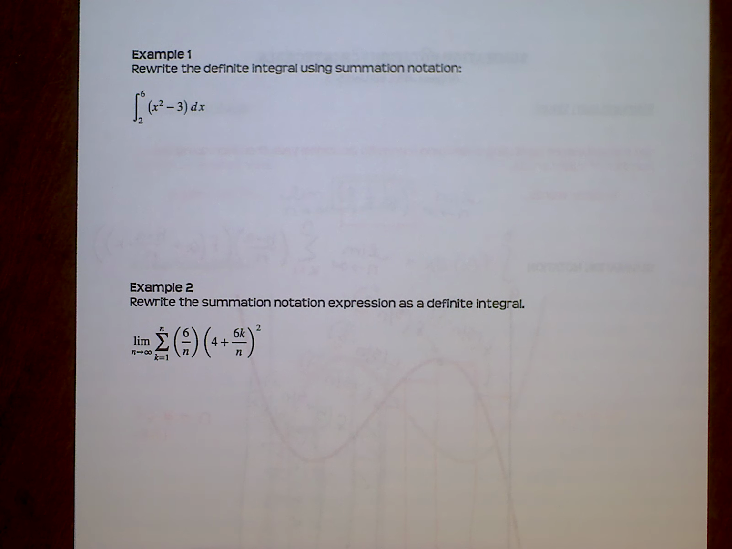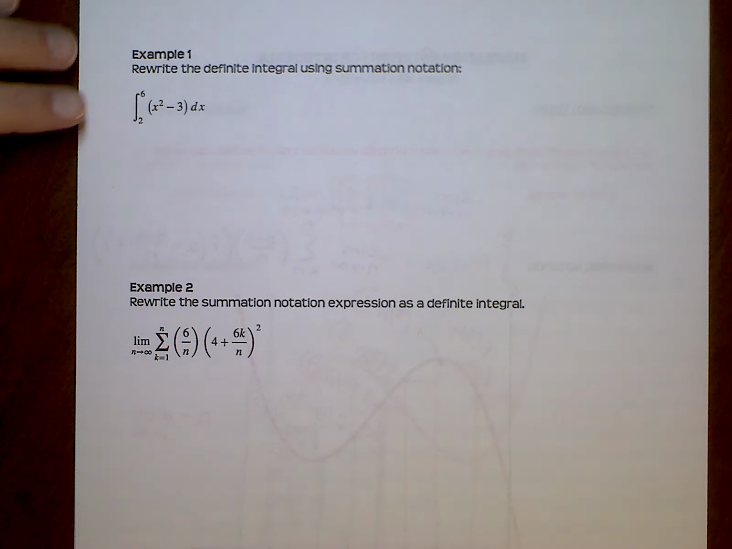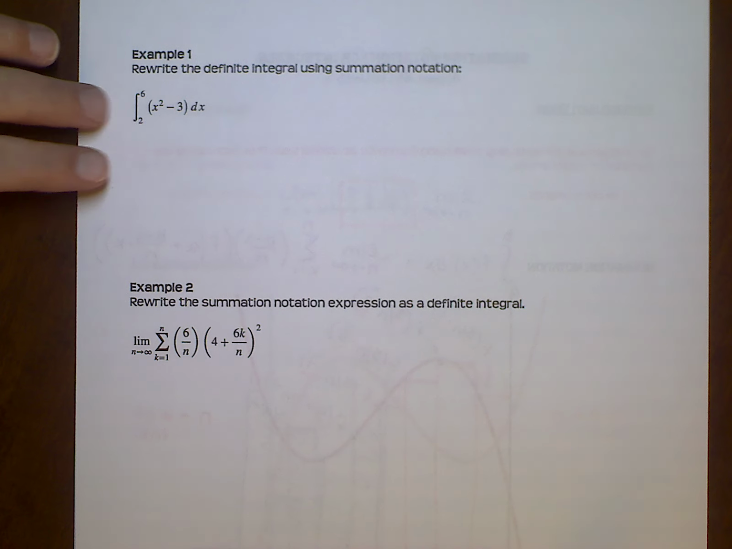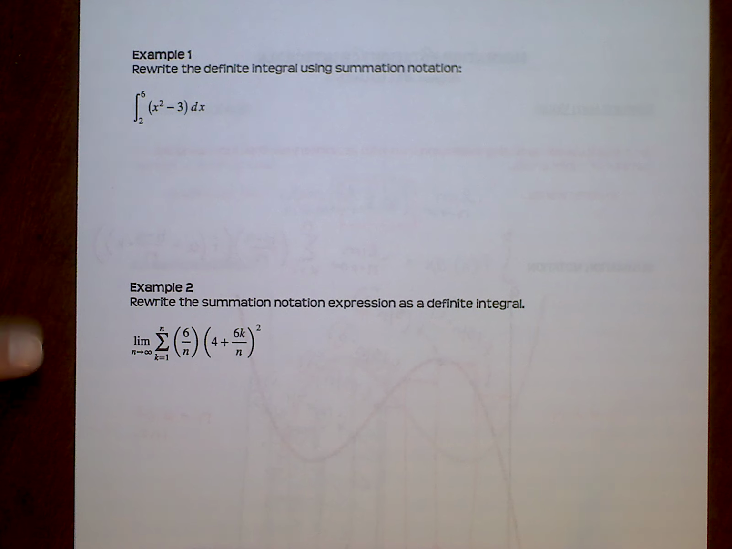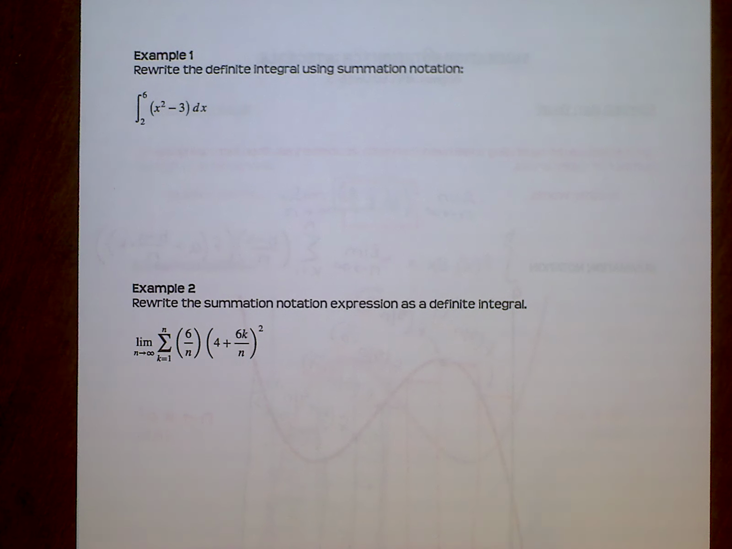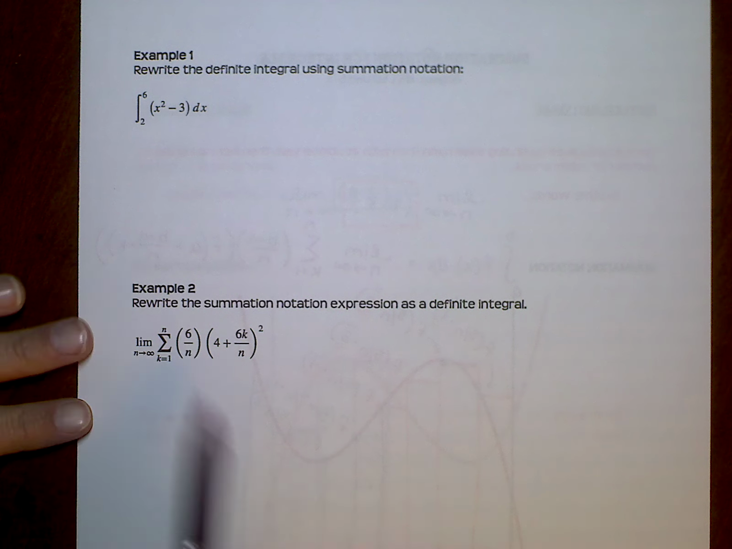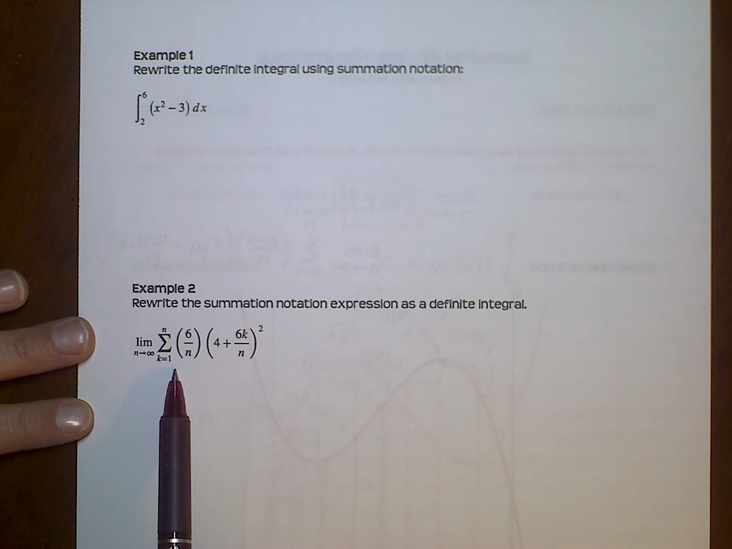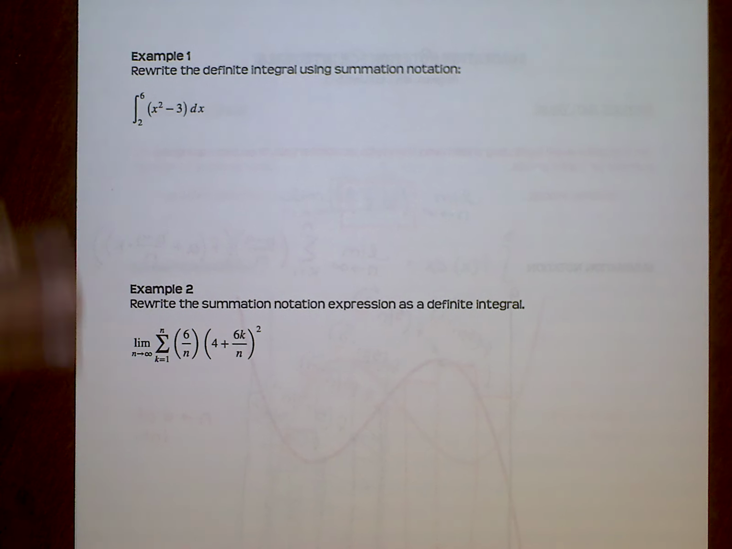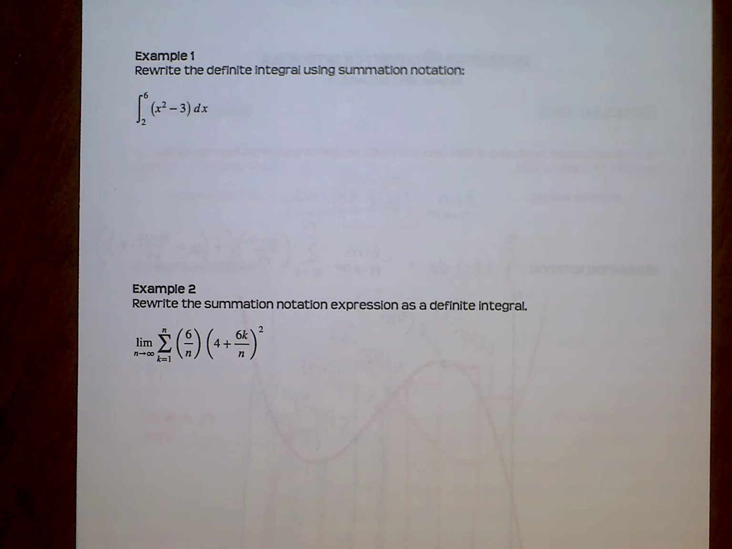Let's try a couple of examples here. In one, I'm giving you an integral and we're going to write it using the scary summation notation. In the other, I'm giving you the scary summation notation and you have to turn it back into an integral. Quite honestly, the way this shows up most often on an AP test is they give you something like this and then give you choices for different integrals, and you just have to pick the right one.